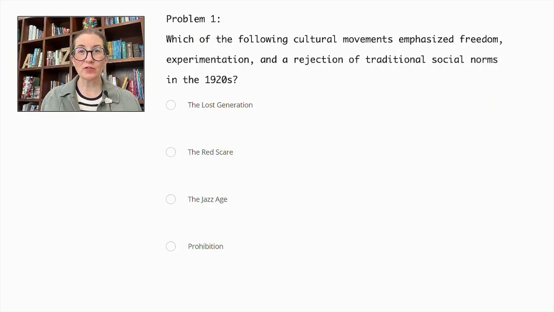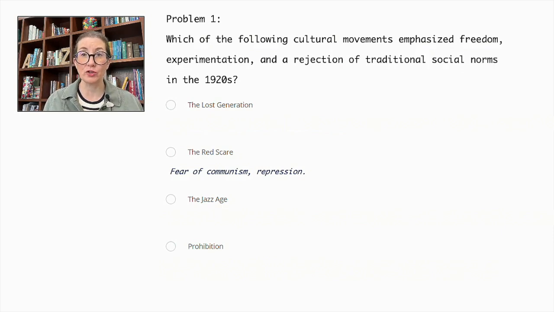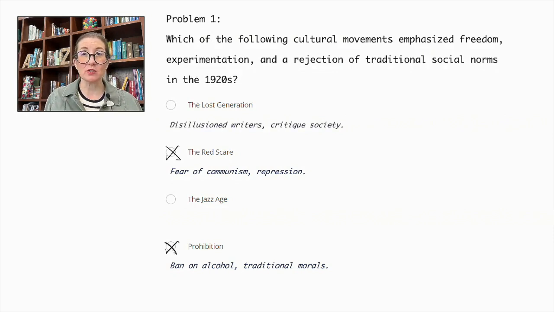Problem number 1. Which of the following cultural movements emphasized freedom, experimentation, and a rejection of traditional social norms in the 1920s? The Lost Generation, the Red Scare, the Jazz Age, or Prohibition? The Red Scare was a period of intense fear of communism and radical political views, leading to widespread suspicion and repression. So let's cross that out. Prohibition refers to the legal ban on the production, sale, and consumption of alcohol, which sought to enforce traditional moral values. So we can cross that out as well. The Lost Generation was a group of disillusioned writers who critiqued the materialism and lack of purpose they saw in society. So that is incorrect as well.